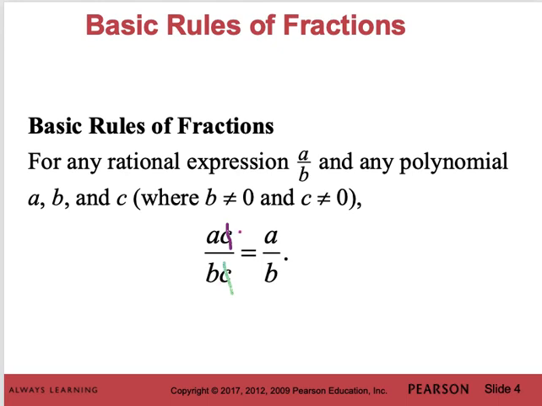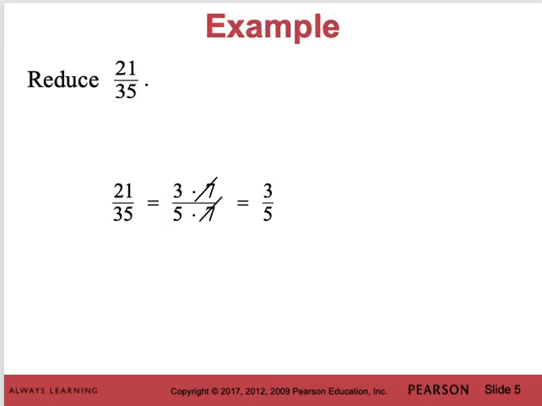Like, if this was multiplied by 3 and this was also multiplied by 3, it cancels out because 3 divided by 3 is equal to 1. So it's the same as multiplying by 1. You would end up with the same value when you simplify, or reduce, which is another word for simplify.